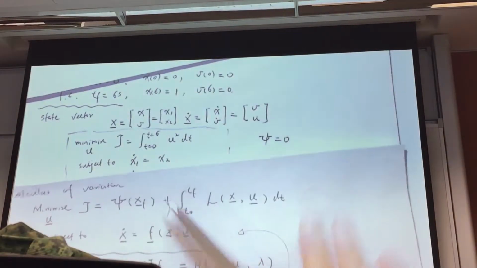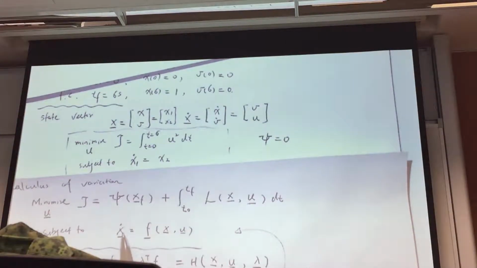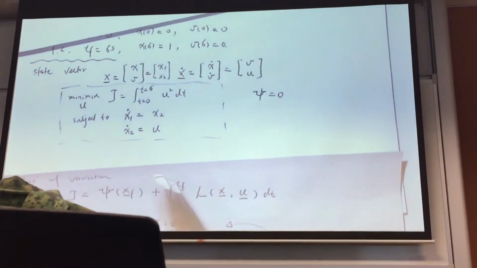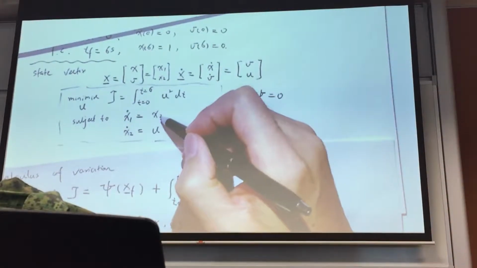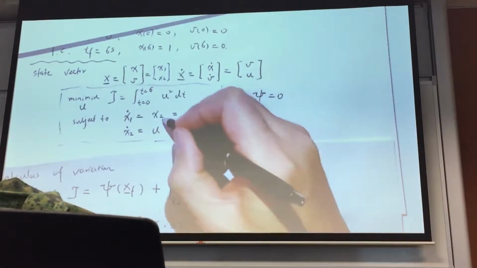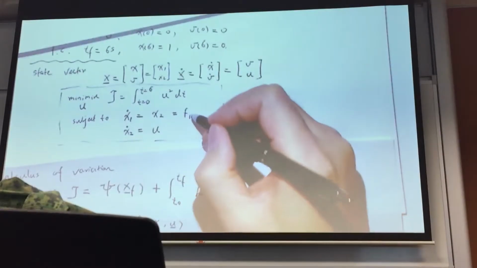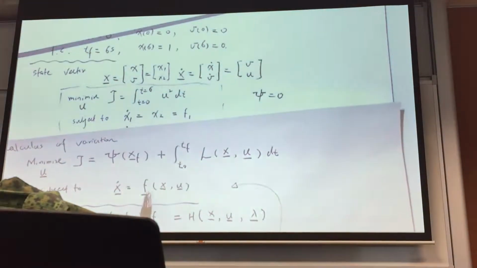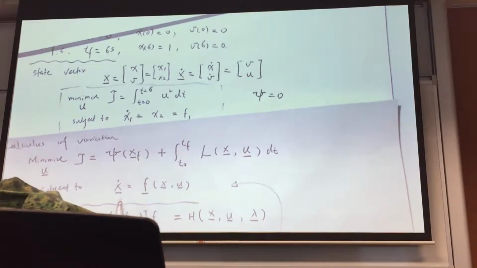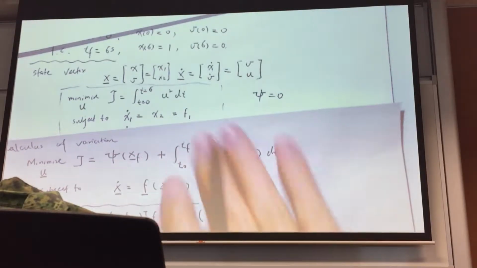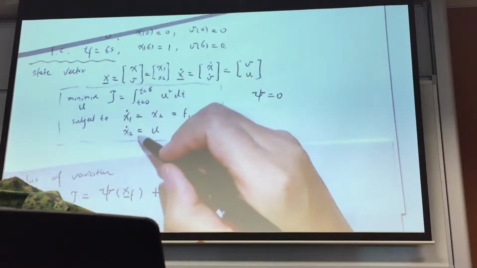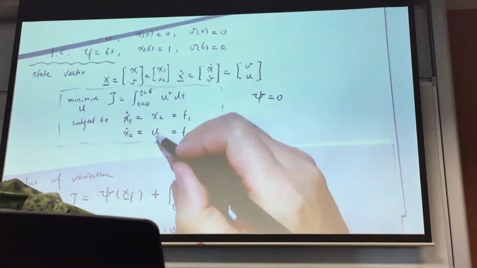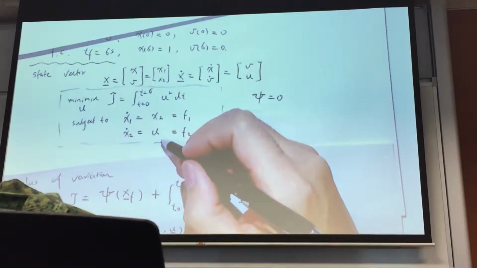And for the dynamics, we have the equation x dot equal to f. So that means x1 dot equal to x2. So actually this x2, we can define to be f1. So f1 is equal to x2. Just to simulate this format, we have x dot equal to f. So x2 dot equal to u. So this one is actually f2. That means f2 equal to u.